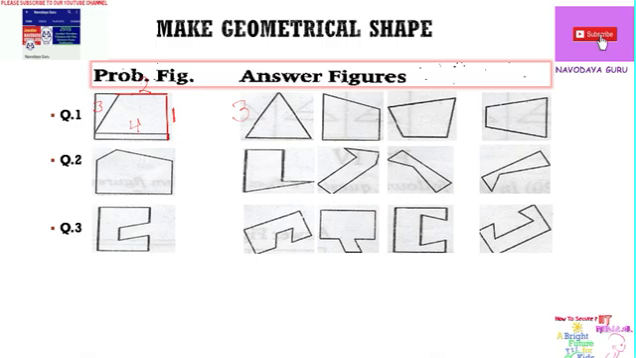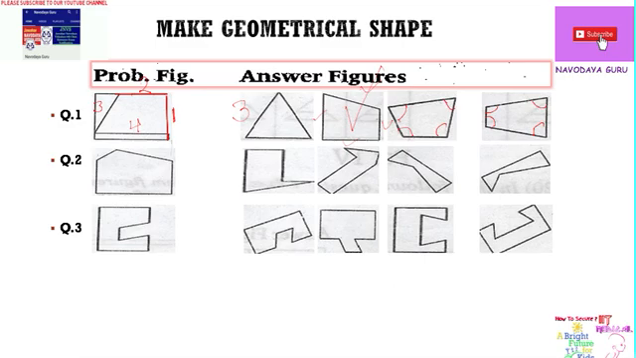In answer figure 2, we can see this line is correct, this line is correct, this line is also correct, and this line is also correct. It might be the answer. So for the sake of confirmation, let's check the other 2 options. Let's go to answer figure 3. In answer figure 3, we can see there are 4 lines that we wanted, but the angle is not the same that we wanted, so this is not our answer. In fourth option also, there are 4 sides, but the angle is not matching. So the answer is option number 2.